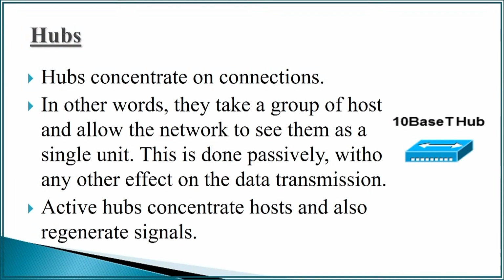Hubs concentrate on connections. In other words, they take a group of hosts and allow the network to see them as a single unit. These are done passively without any other effect on the data transmission. Active hubs concentrate hosts and also regenerate signals. Hubs have different ports. They receive a signal from one port and send the signal on another port, or they broadcast the signal. They are just forwarding the signals from one port to another port.